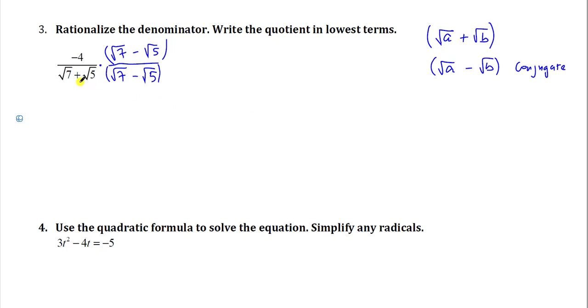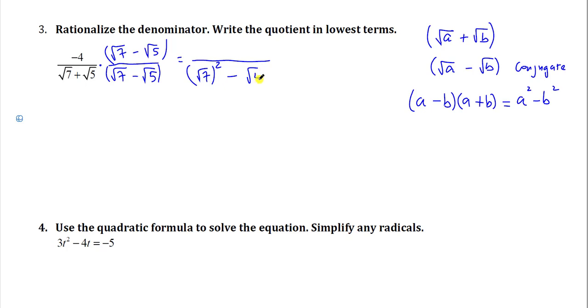Now, after we multiply by the conjugate, we can apply the difference of squares. Remember, A minus B multiplied by A plus B gives me A squared minus B squared. We have something plus something multiplied by something minus something. In this case, A is square root of 7, B is square root of 5. Therefore, for the denominator, I can rewrite A plus B, A minus B, into A squared minus B squared. A squared in this case is square root of 7 squared minus B squared, or square root of 5 squared.